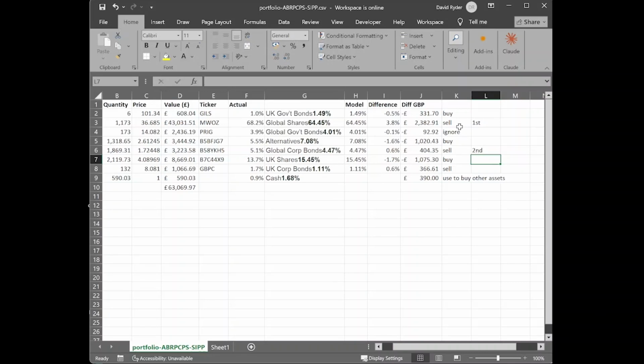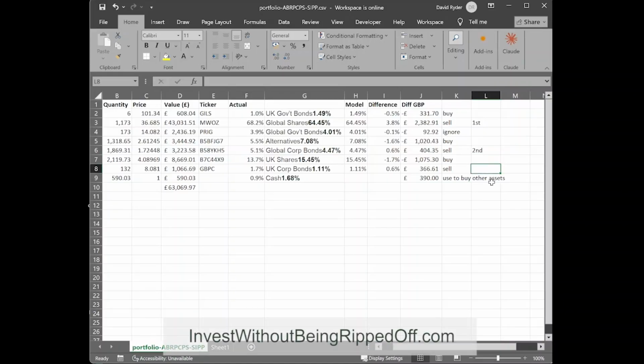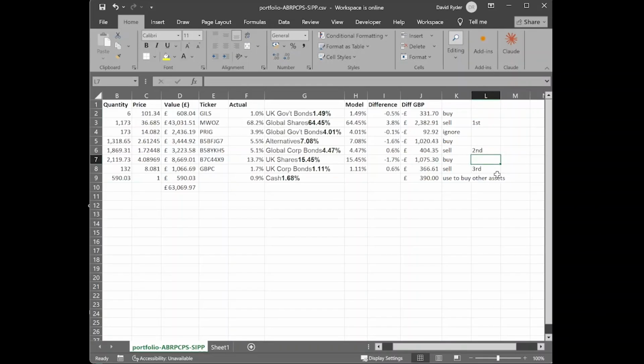The next highest amount I have to sell is 366. So do that third. And the next one, are there any other sells? No, there aren't. So the next thing I need to do then is to start buying. What's the biggest thing I have to buy? Well, it's that. So that is fourth.